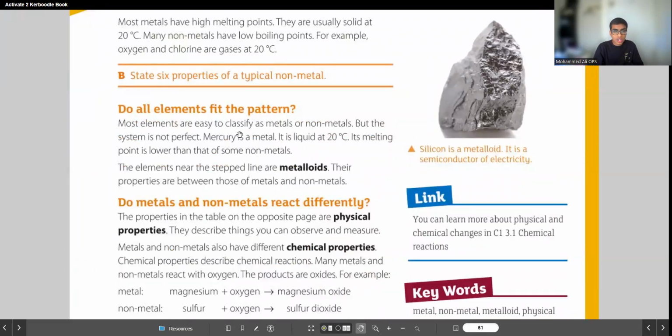So most elements are easy to classify as metals or non-metals, but the system is not perfect. So mercury is a metal. It is a liquid at 20 degrees. Its melting point is lower than that of some non-metals.